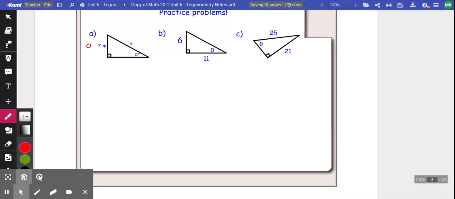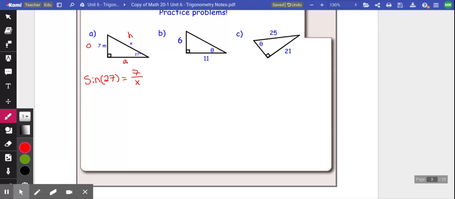If you did this first one, you should have had it labeled like that. You should have ended up using your sine formula. So you should add sine of 27 equals opposite, which is 7, divided by hypotenuse, which is x. You should have multiplied x to the other side and then divided sine. So you had x equals 7 divided by sine of 27. Throw that in your calculator. 7 divided by sine 27 gives you 15.4.